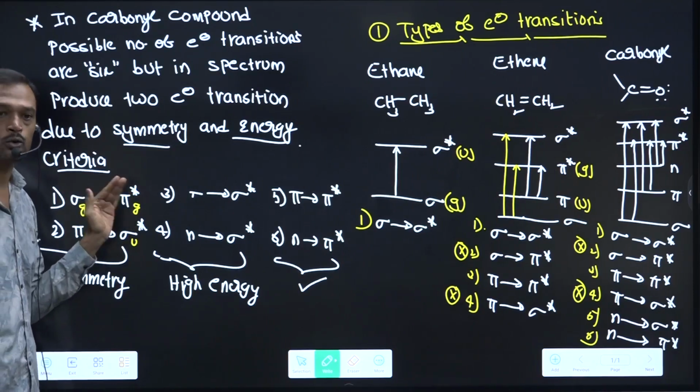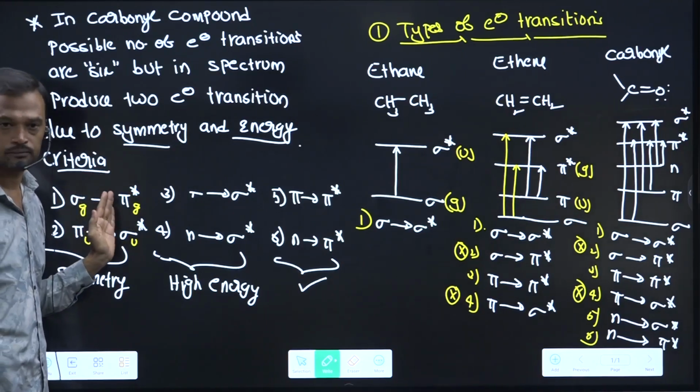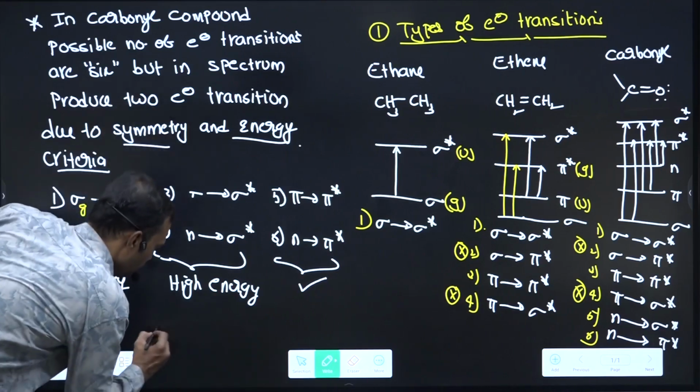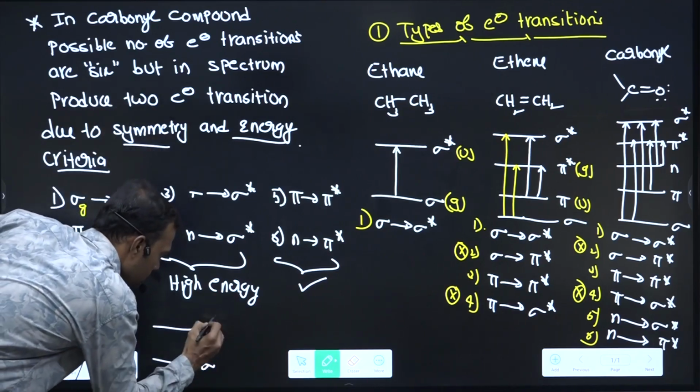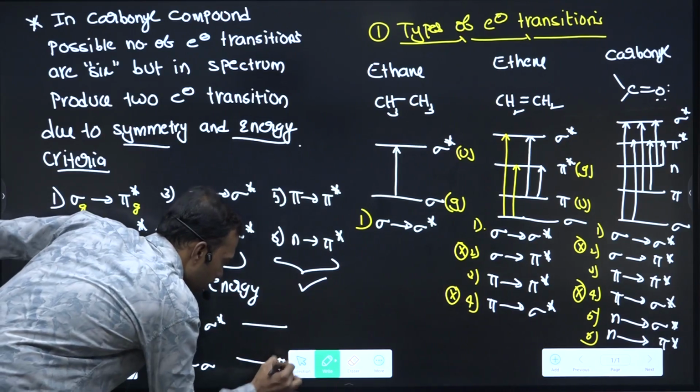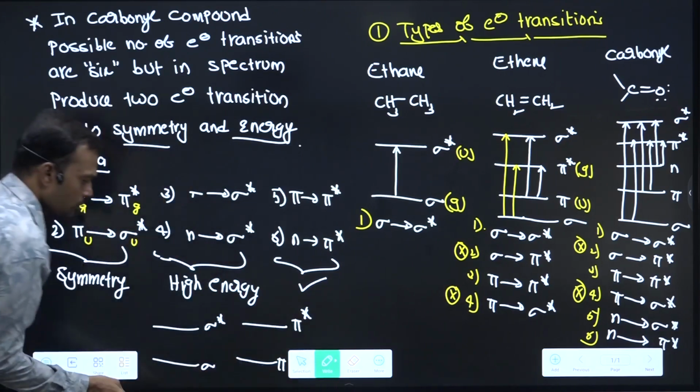This is a concept related to UV. Here only I am explaining. Okay. Suppose you consider sigma, sigma star, and you consider pi, pi star. Now is sigma to sigma star possible?